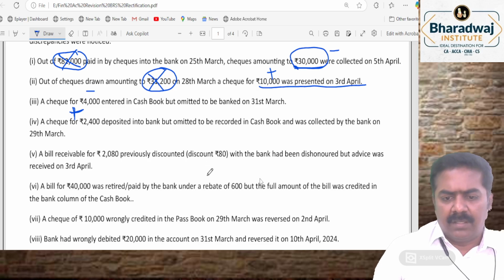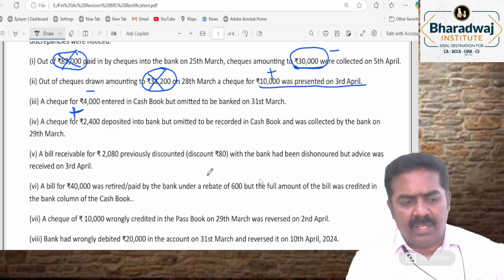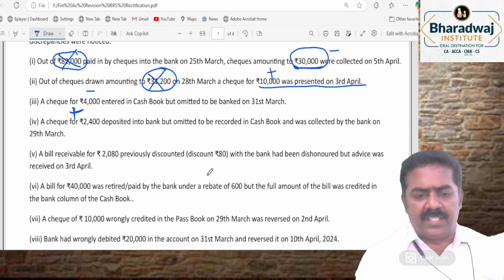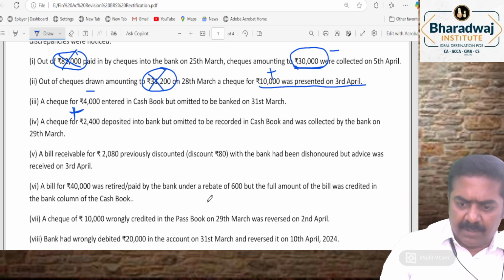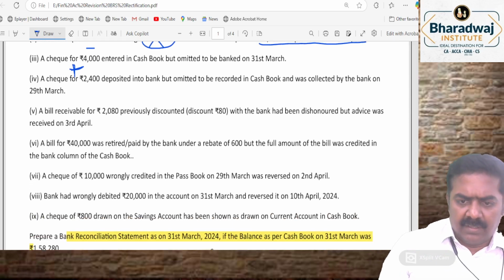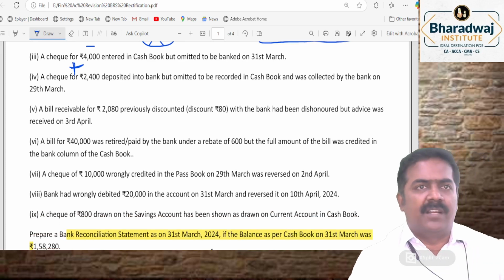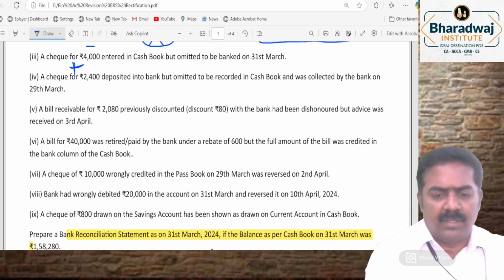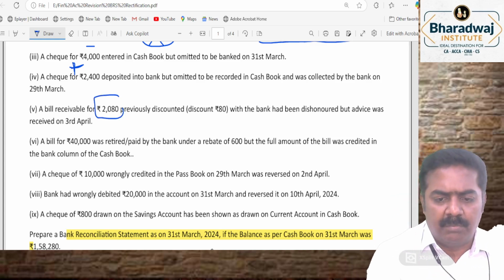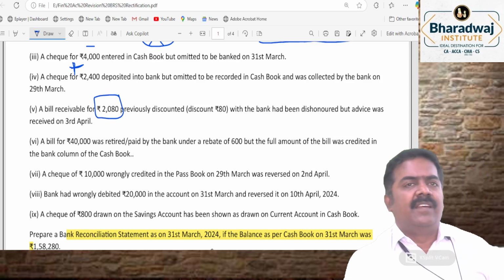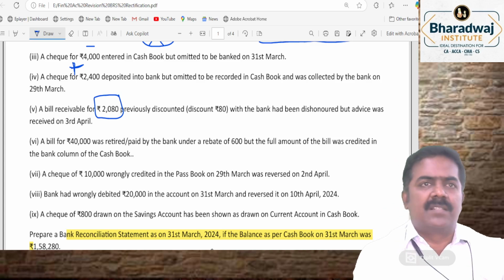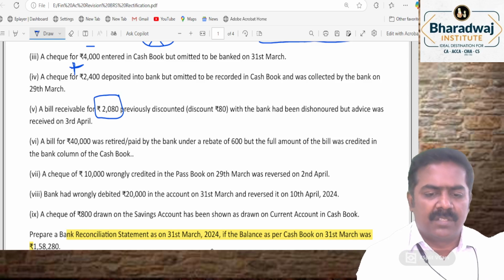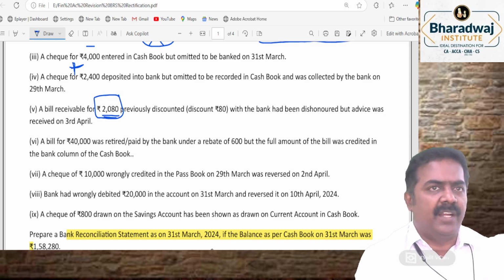Bills receivable 2,080, previously discounted, dishonored, but advice was received on 3rd April. Bills receivable, already we discounted and got the money. Bill value is 2,080. When the bill is dishonored, bank will reduce your account, full 2,080.